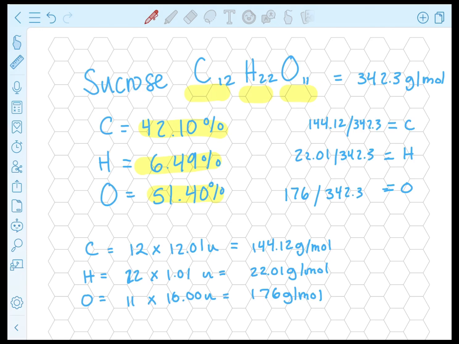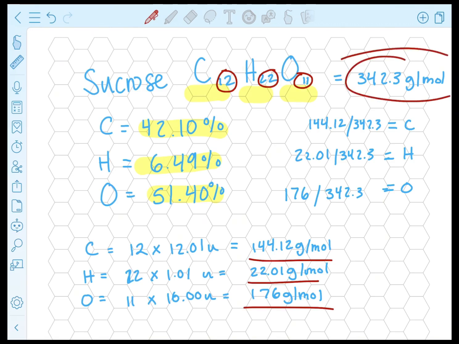Alright, so first let's find the molar mass of sucrose by multiplying the AMUs by the ratios of each element. We have 12 carbons, multiply that by the molar mass of carbon, and that gives us 144.12. Do the same thing for hydrogen: 22 times 1.01 gives us 22.01 grams. And last but not least, oxygen. We have 11 moles of oxygen. We multiply that by 16, and that gives us 176 grams. So total, adding them up, is 342.3 grams. Now we're just going to divide each element's mass by the total molar mass.